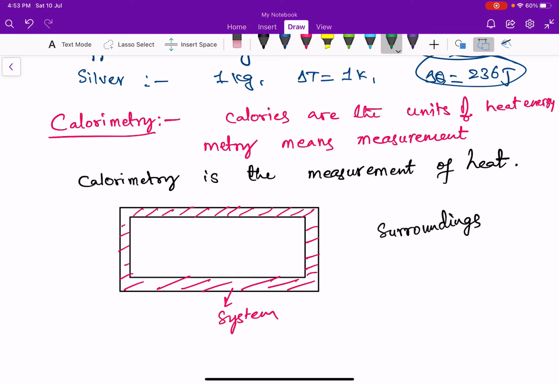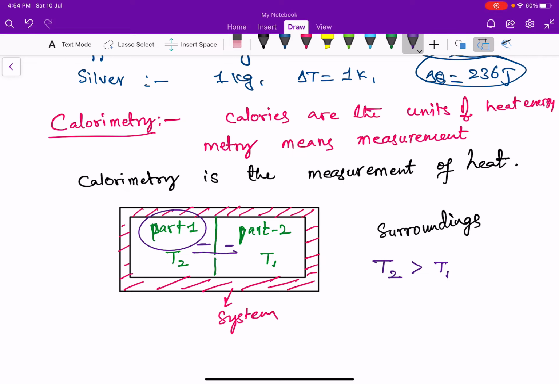Now the system has two parts like this. Consider this is part 1 and this is part 2. Consider part 1 is at high temperature and part 2 is at low temperature, T2 is greater than T1. So consider there is an interconnection between part 1 and part 2, these two bodies. So the heat energy flows from hot body to cold body.